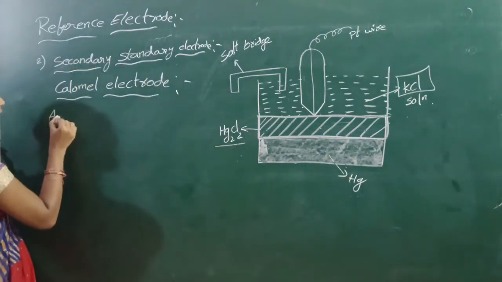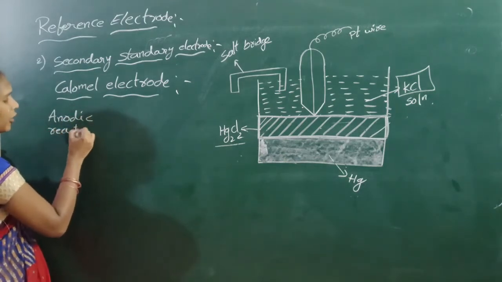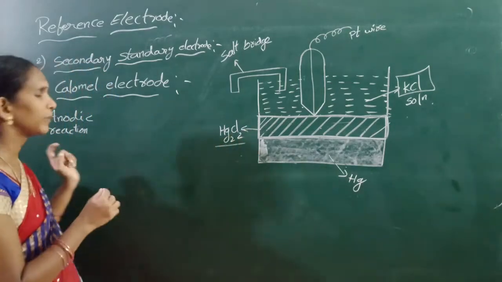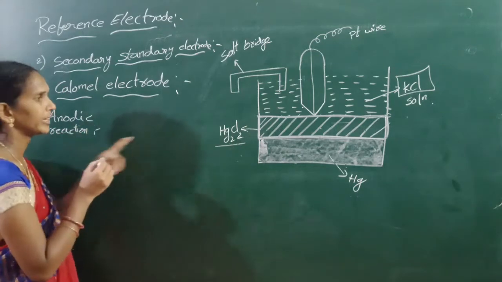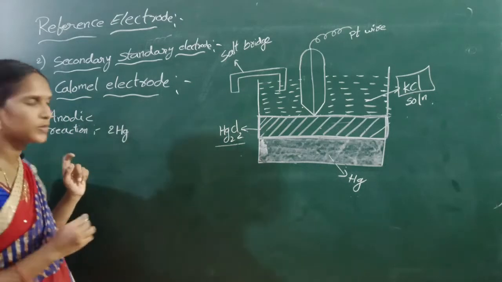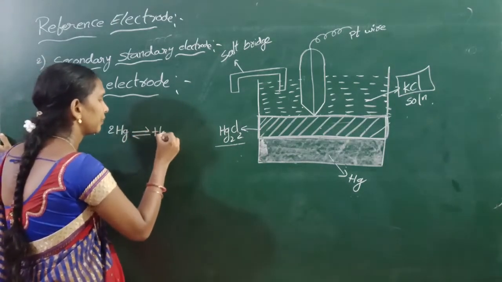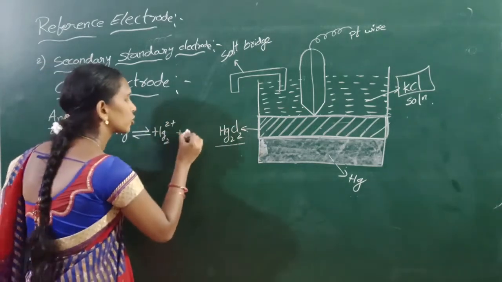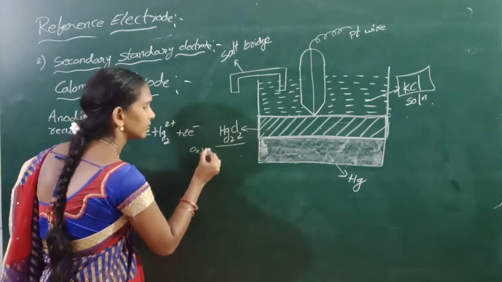The anodic reaction means oxidation takes place, and oxidation means loss of electrons. In the anodic reaction, two Hg metal atoms are oxidized to form Hg2 2+, and 2 electrons are released. This is oxidation.